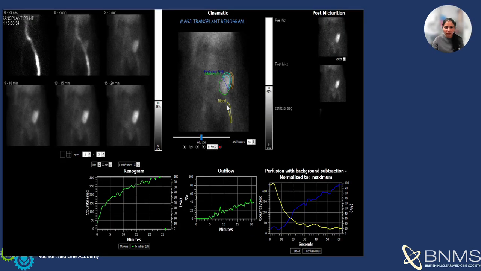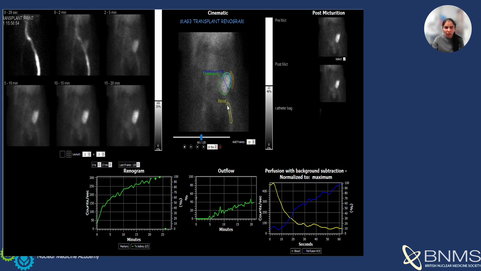So the next one we have is the day 4 post-transplant delayed graft function. In this case, the patient had difficulty cannulating, so the injection was given in the left leg, and as you can see, the transplant kidney is also placed on the left side. So the blood ROI was drawn initially on the left iliac artery.